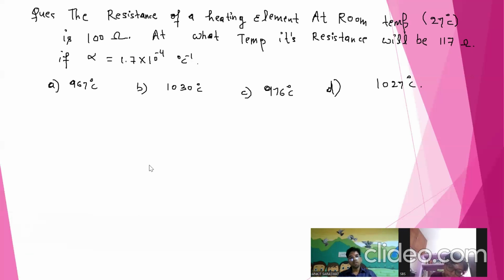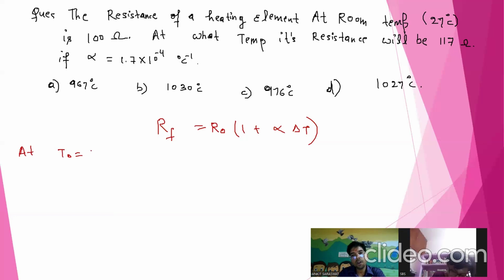Please look at the question first. Apply the formula: R_f is equal to R_0 times (1 plus alpha delta T). Clear? Now you tell me, at room temperature, how much? 27 degrees Celsius. Convert in Kelvin, 273.15. Let us suppose this temperature is in Kelvin. How much resistance here? R_0, initial.